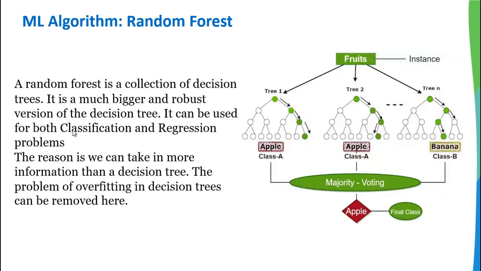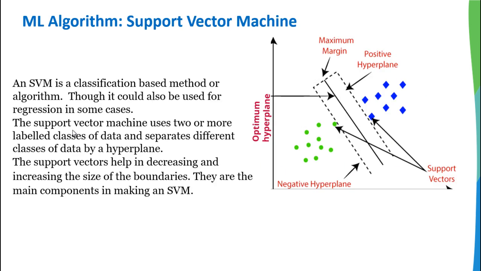It is a much bigger and more robust version of the decision tree. This ameliorates some of the challenges we face in decision trees, because it can be used for both classification and regression problems. The reason is we take in more information than the decision tree. The problem of overfitting in decision trees can be removed under random forest. So it handles data better than a decision tree. That's what it means. Then we also have SVM, called support vector machine.